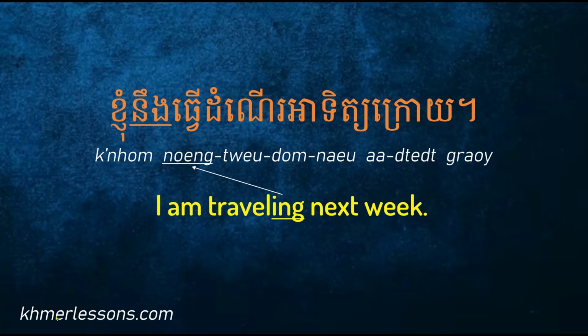Now let's see an example. I am traveling next week. So I will travel next week. So it will happen in the future because I have the words next week in the sentence already. Then in Khmer you say ខ្ញុំនឹងធ្វើដំណើរអាទិត្យក្រោយ. So you use travel plus ing, traveling. And in Khmer you say នឹងធ្វើដំណើរ. ធ្វើដំណើរ is the word travel. Okay, traveling, future. អាទិត្យ is week and ក្រោយ in this case is next. So អាទិត្យក្រោយ is next week. Now I say it again. ខ្ញុំនឹងធ្វើដំណើរអាទិត្យក្រោយ.